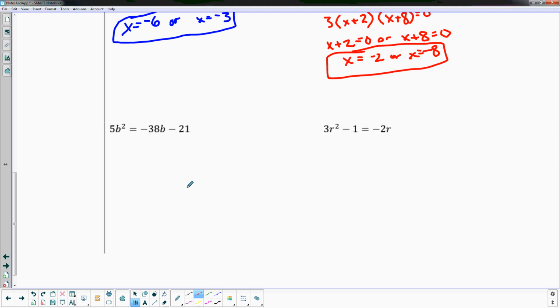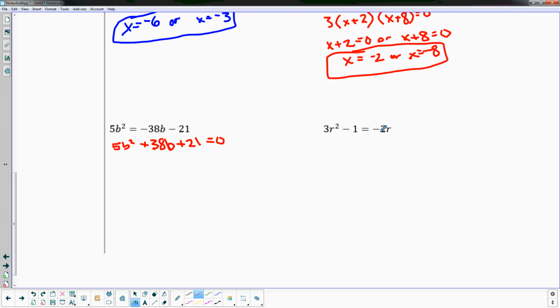On these next two, the first thing I want to do is get 0 on the right-hand side. That involves just taking everything from one side and adding or subtracting it to the other. So we get 5b squared plus 38b plus 21 equals 0.